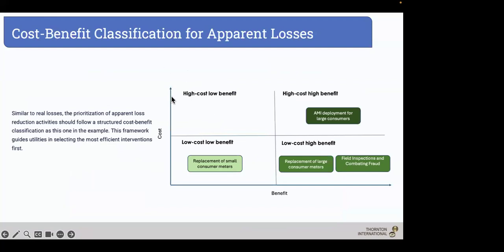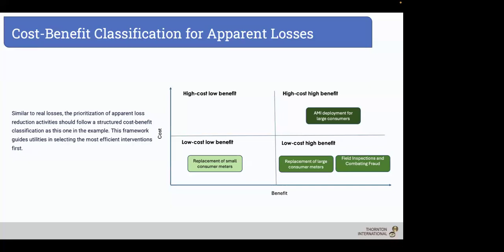Another example, similar to real losses: the prioritization for the apparent losses should follow these cost-benefit classifications. This framework can guide the utilities in selecting the most efficient interventions. The classification helps identify which meter replacement programs, anti-fraud measures, and technological implementations will provide the best returns, allowing for strategic allocation of resources to maximize revenue recovery.